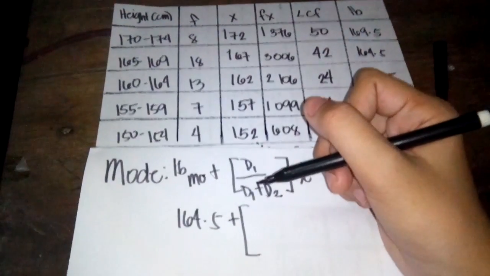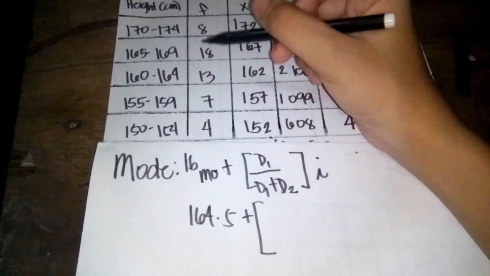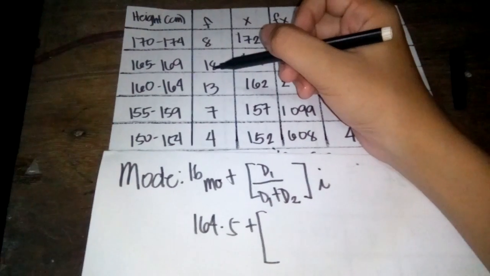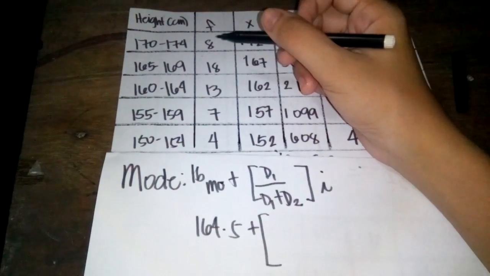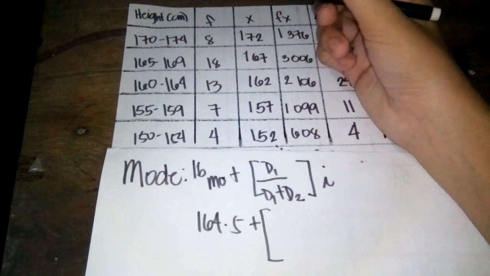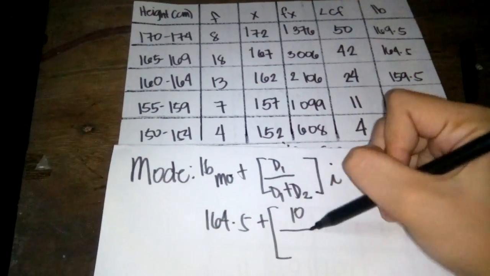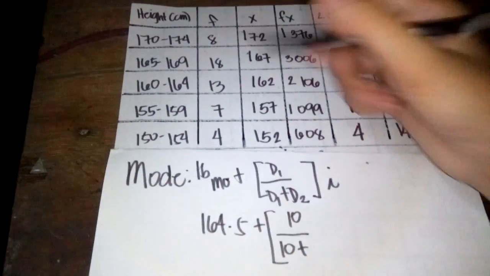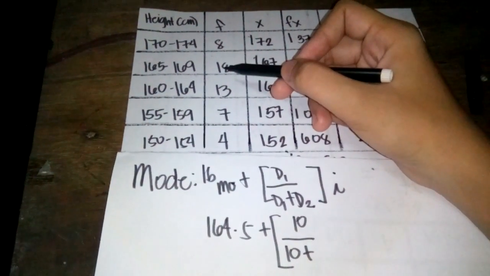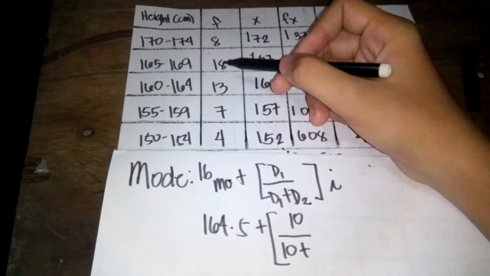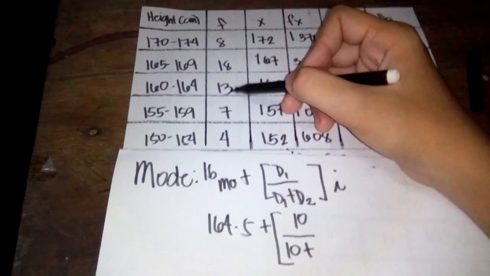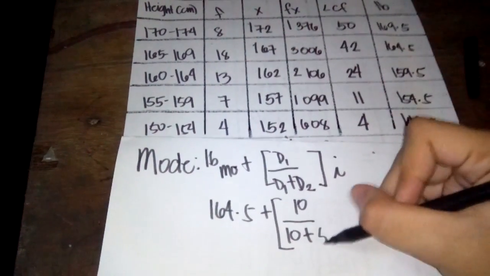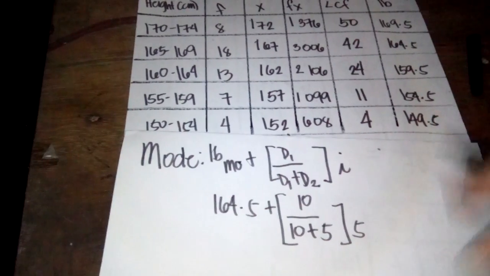How do you get the d1? You just have to subtract the number above it from this 18. So 18 minus 8 equals 10. How do you get the d2? You just have to subtract the lower frequency from 18. So 18 minus 13 equals 5. Then the class interval will be 5.